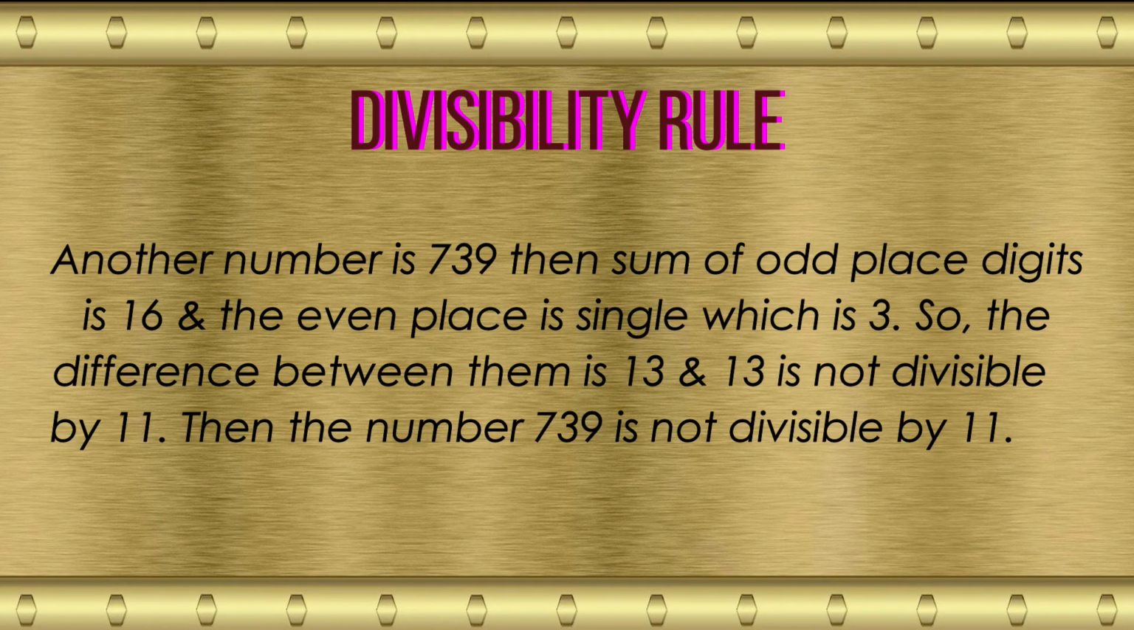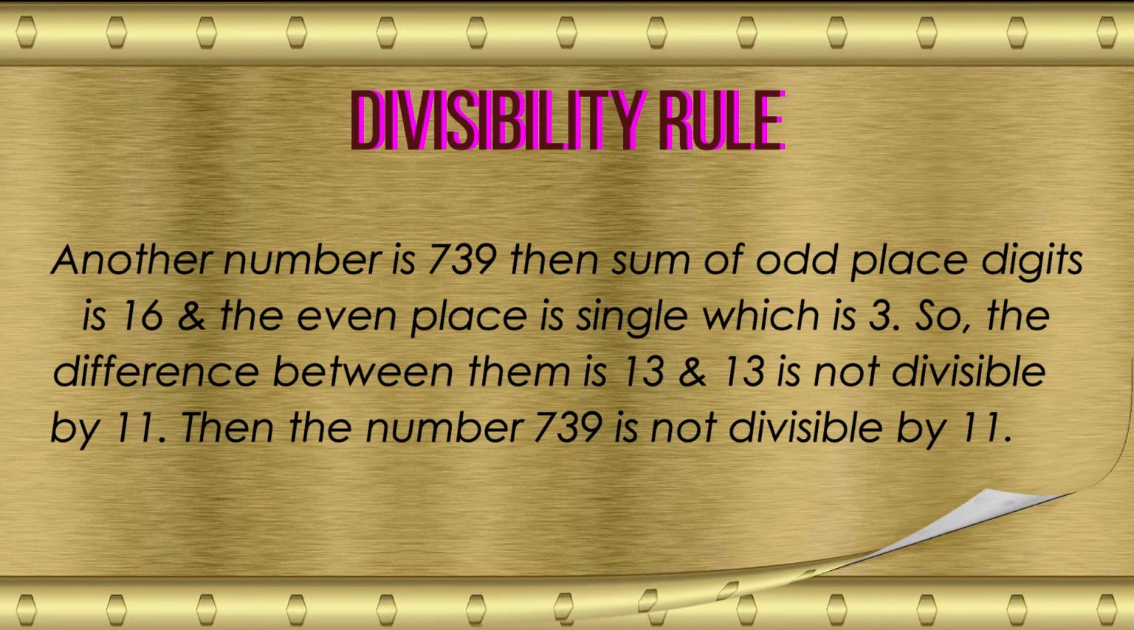Let's take another example. Suppose you are given the number 739. Then the sum of the odd place digits is what? 16. And the even place is single, which is 3. So the difference between 16 and 3 is what? 13. And 13 is not divisible by 11, we already know this. Then the number 739 is not divisible by 11.